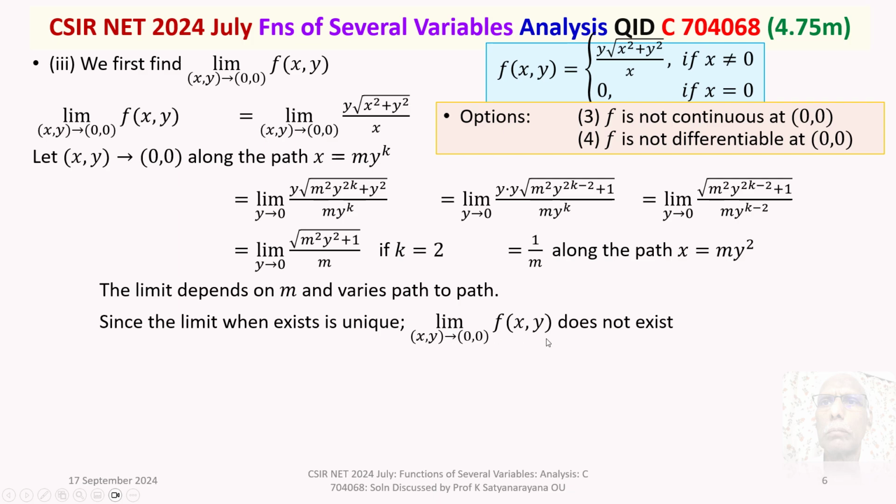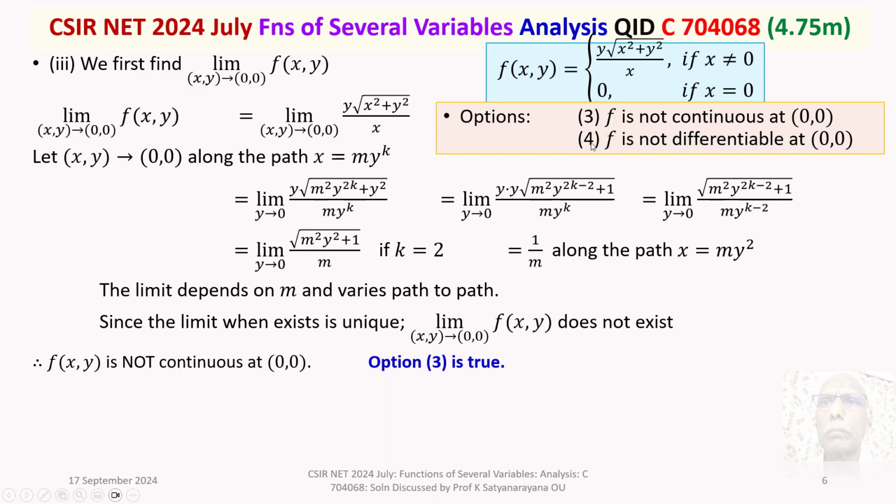So when the limit does not exist, the continuity will not be there. Therefore, f of x, y is not continuous at 0, 0 since the limit of f of x, y as x, y tends to 0, 0 does not exist. And option 3 says f is not continuous at 0, 0. That's what we got. We have shown it also. Therefore, option 3 is true.